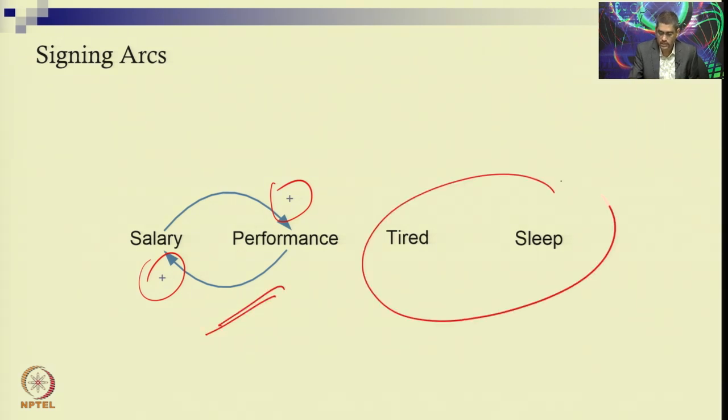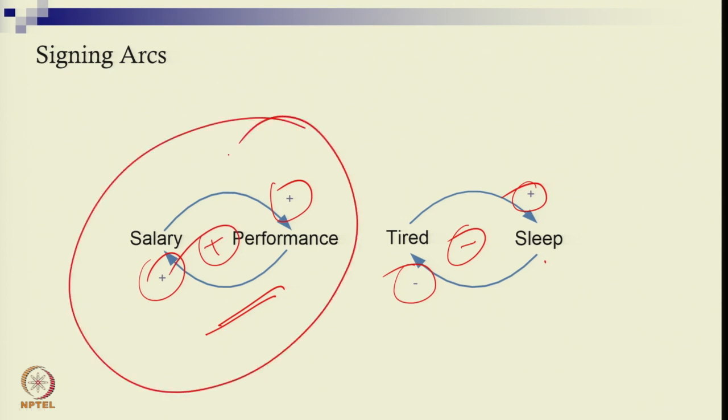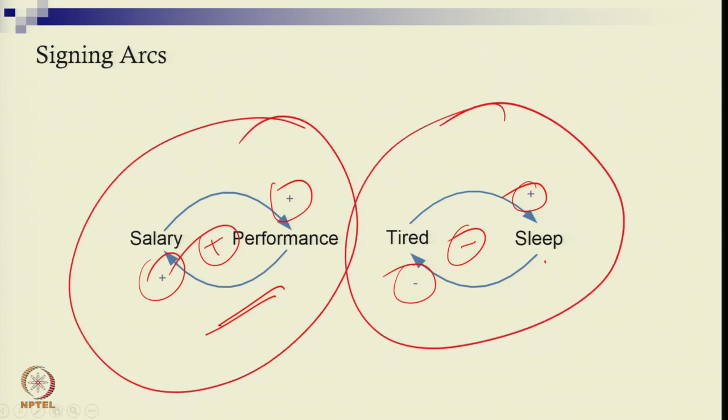But look at this, it's a balancing loop. Here you can see one positive, one negative. The more tired you are, the more sleep you need. The more sleep you get, the more you reduce your tiredness. So it's a negative feedback, so it's actually a balancing loop. These are the different types of examples in your system that you need to study through this software.